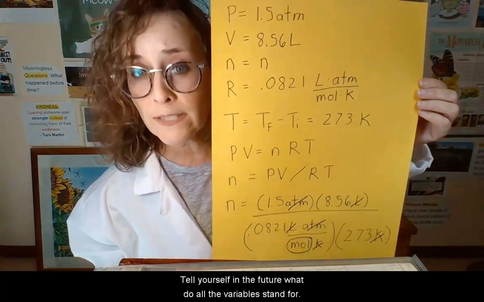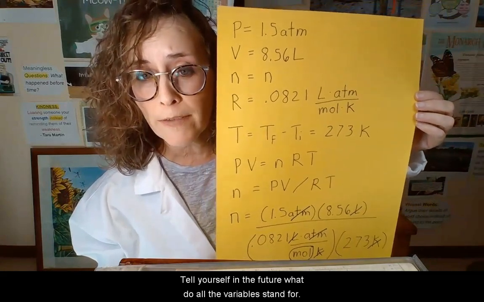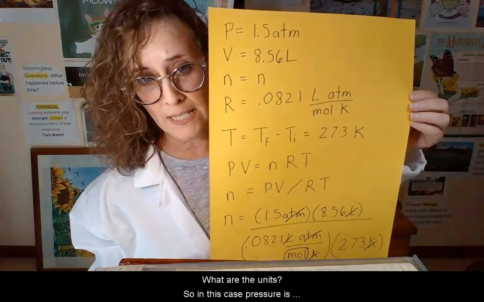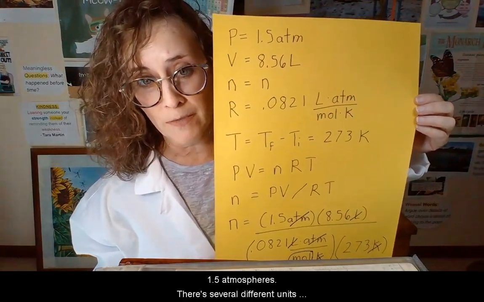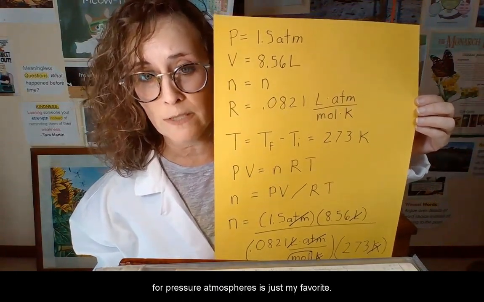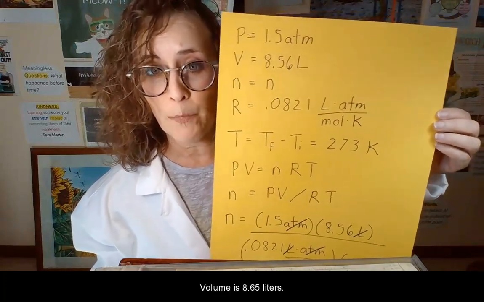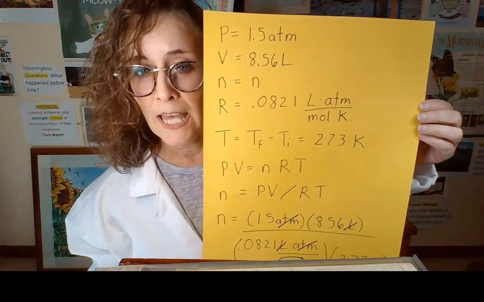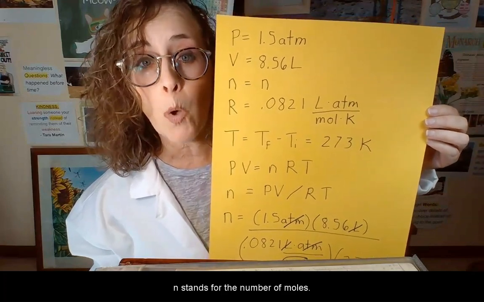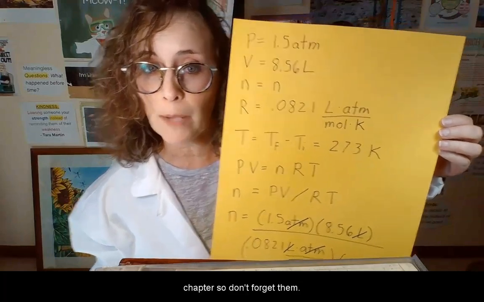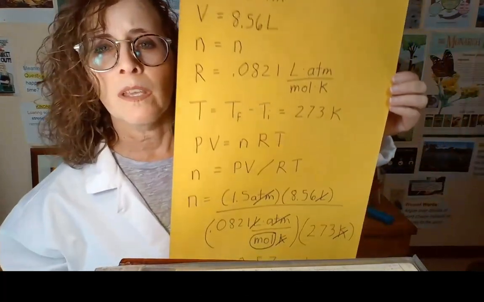You tell yourself in the future, what do all the variables stand for? What are the units? So in this case, pressure is 1.5 atmospheres. There's several different units for pressure. Atmospheres is just my favorite. Volume is 8.65 liters. N stands for the number of moles. As I said last lesson, moles will be our friend again in this chapter, so don't forget them.